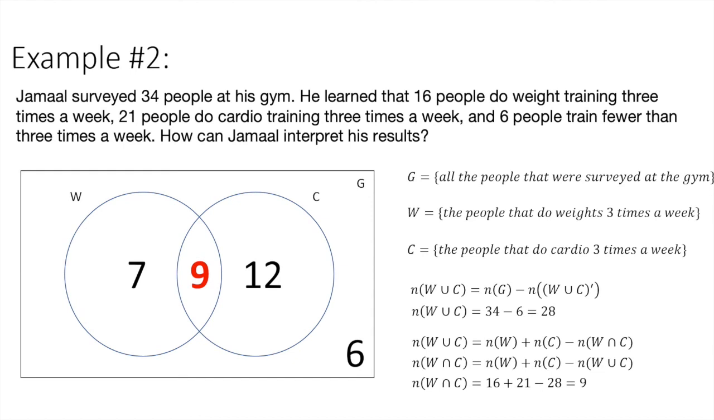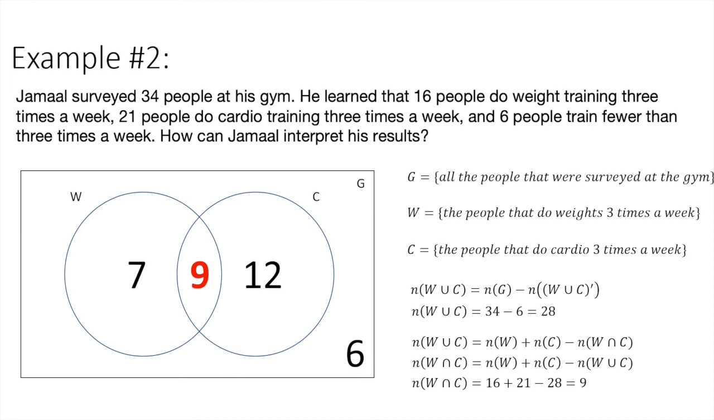Well, based upon that 9, we can fill out the other two sections. Because you'll remember that the crescent moon section on W there represents the people that do weights only. Well, if we know that 16 people do weights and 9 of those people do weights and cardio, then we know that 16 minus 9, or 7 people, just do weights only. If you take a look at cardio, if we know that 21 people do cardio 3 times a week, but 9 of them do both cardio and weights, 21 subtract 9 tells us that 12 people do cardio only.